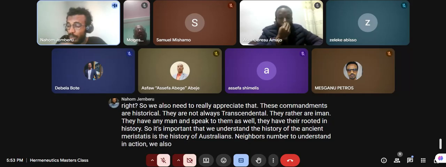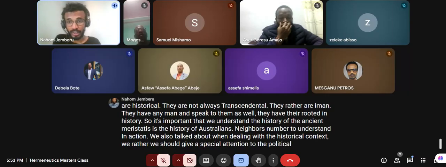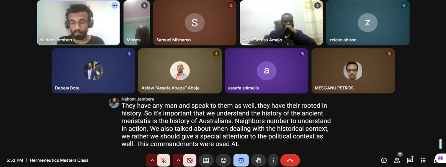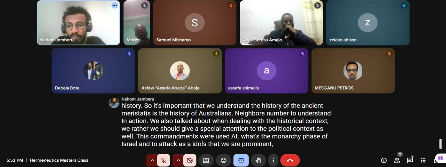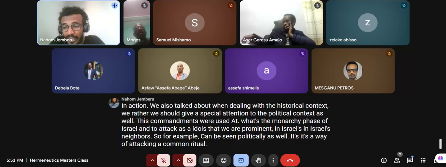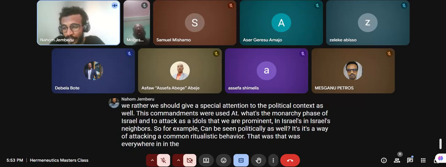In addition, we also talked about how, when dealing with the historical context, we should give special attention to the polemical context as well. These commandments were used to promote the monotheist phase of Israel and to attack other idols that were prominent among Israel's neighbors. So, for example, the example I just gave can be seen polemically as well. It's a way of attacking a common ritualistic behavior that was everywhere in the ancient Near East.